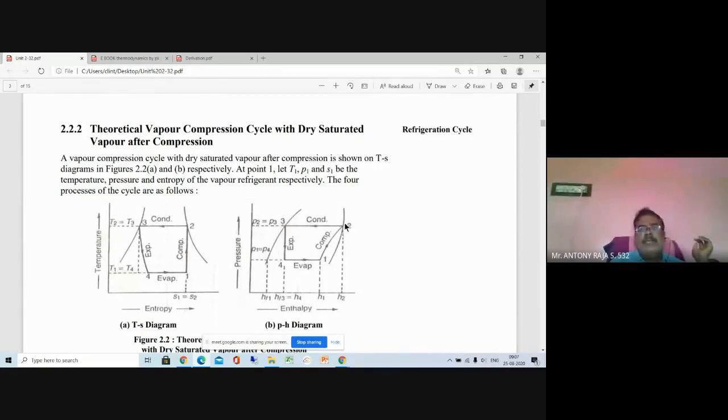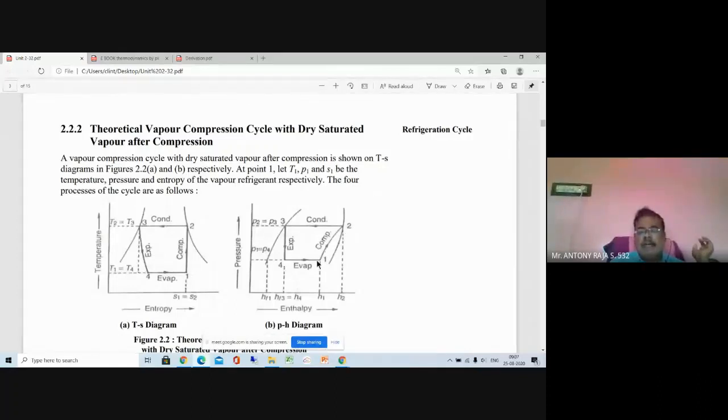What is the exit condition? Dry and saturated vapor, because point number 2 is on the saturation curve. So the 1-to-2 process is compression. Wet vapor enters the compressor inlet and leaves as saturated vapor. But in the actual, practical case, what will happen? Dry superheated vapor enters the compressor inlet and leaves as superheated vapor. So this is one of the conditions.